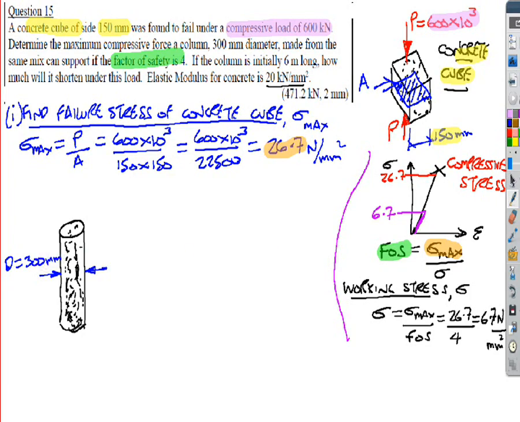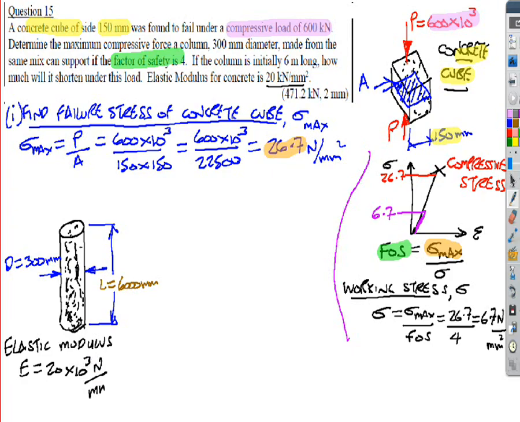What else am I given in the question? I'm given the length of the column. I know how long it is, the length across here. My length here is 1000 millimeters. And what else am I given? I'm given the elastic modulus, and that's 20 kilonewtons, so that's times 10 to the 3 newtons per millimeter squared. Just taking that from the question.